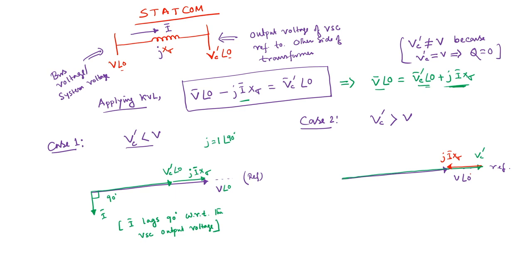So, this will be j I x sigma drop. Again, j is a complex operator which is responsible for a 90 degree phase shift with respect to the system current. So, this current direction would be somewhere here, which is leading the system voltage or VSC output voltage by 90 degrees. Therefore, in this particular case, I leads 90 degrees with respect to the VSC output voltage or the system bus voltage. This happens when VC dash is greater than V, and the earlier case was when VC dash is lower than V.